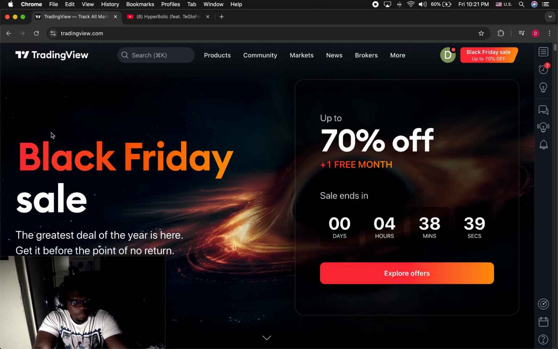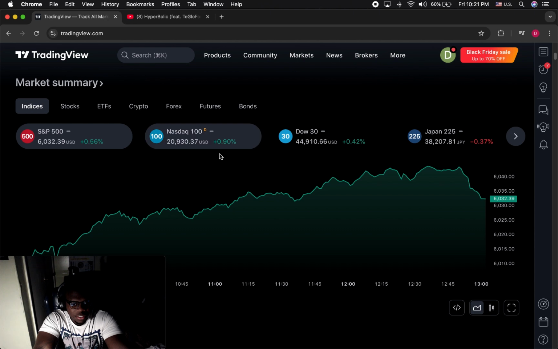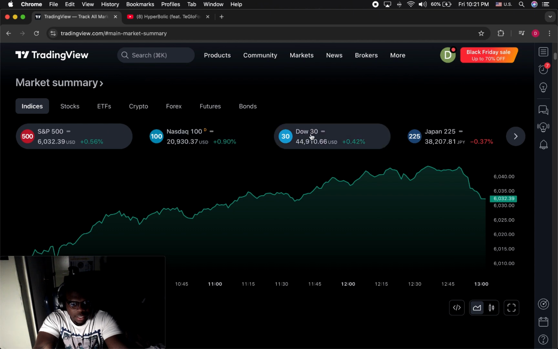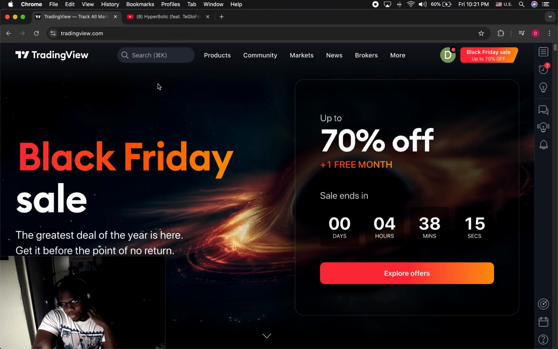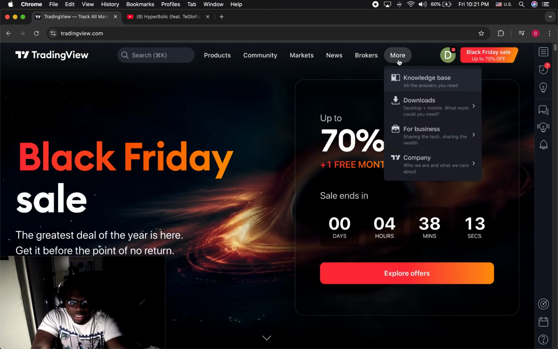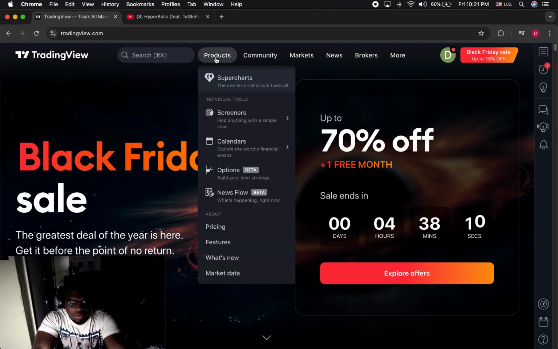So I'm already logged in, but it should be about the same. Main page: S&P 500, the Nasdaq, Dow Jones, Japan, more markets, stocks, ETFs, crypto. This is the line chart right here, just showing you the overall trend of the day, as you can see, 11 a.m., 12 a.m., whatever. I don't really use any of these other tabs. You really don't need them. The only thing you need to use is Super Charts.